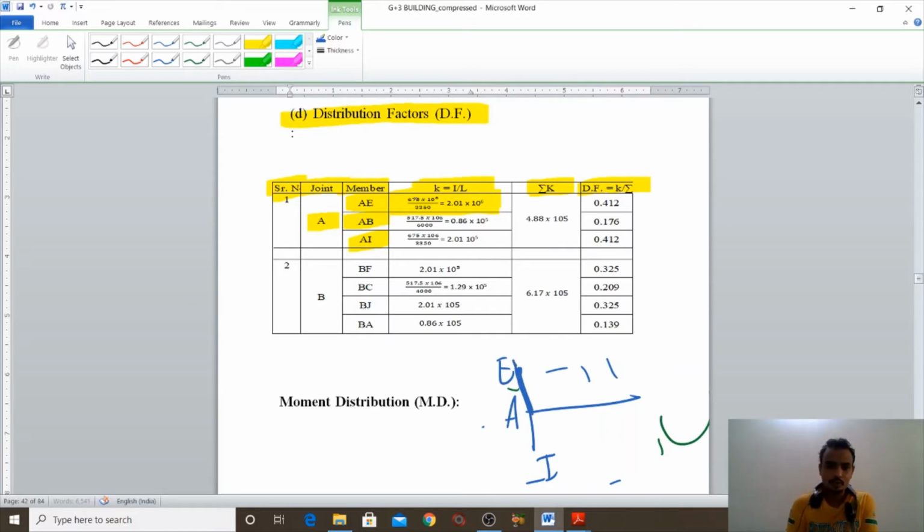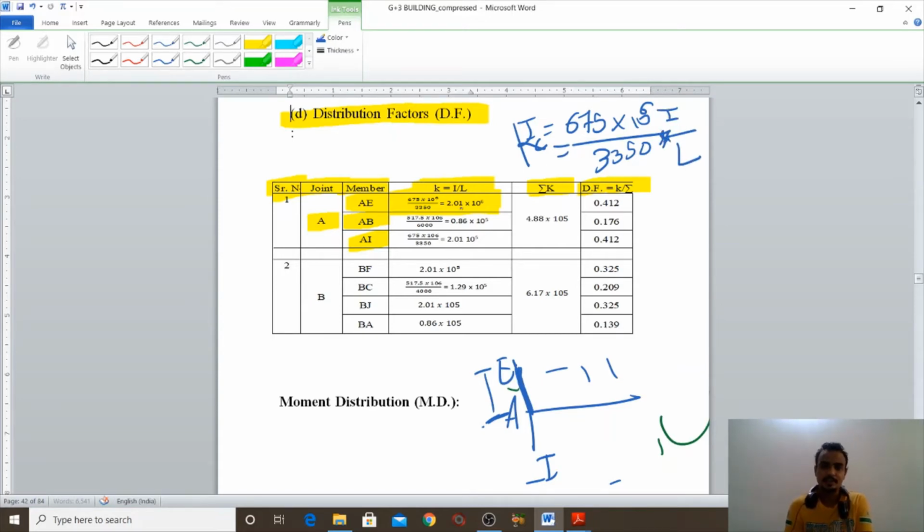For the column we have IC is 675 into 10 raised to 6, divided by length. Length is height, the height between the floor, which is 3350. So by this equation we can find out K. It's I by L. K means stiffness. So the value is 2.01 into 10 raised to 5.